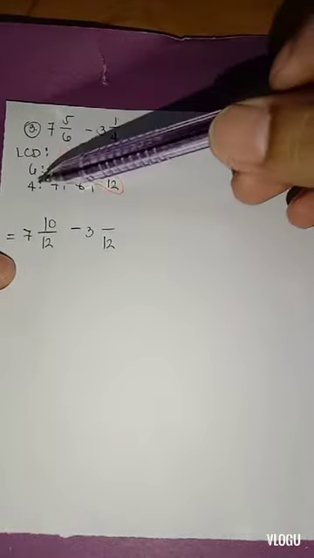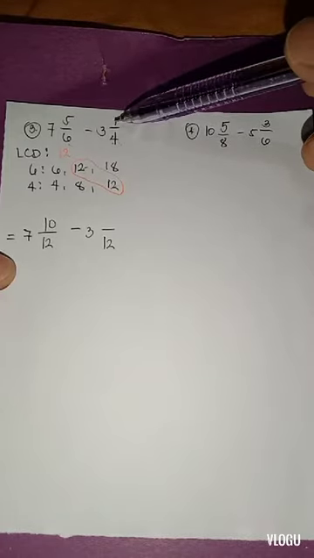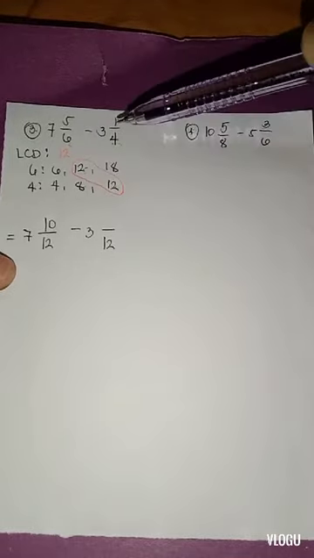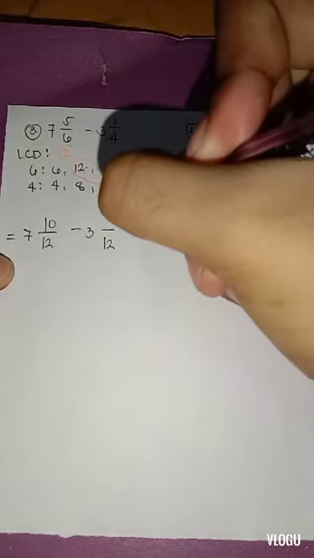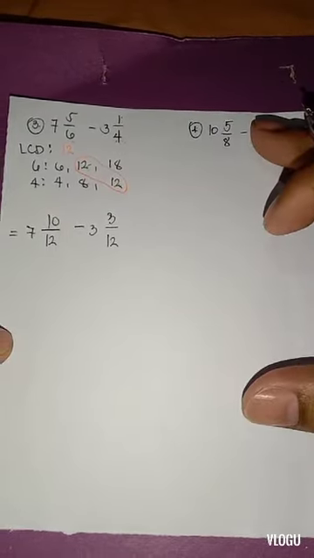And then sa 4, ito 1 rather. So sa 1, tingnan natin. So 1, 2, 3. So meron tayong 3. So 3 times 1 is equals to 3. So yan. And then apply the subtraction.